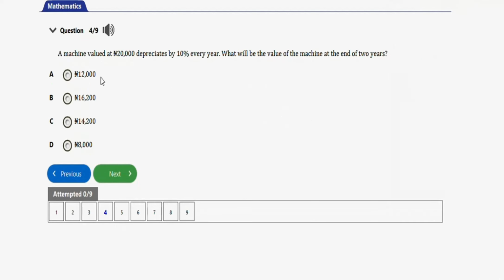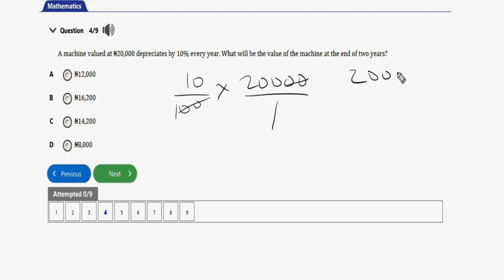It says a machine valued at 20,000 naira depreciated by 10% every year. What will be the value of the machine at the end of 2 years? So this is simple arithmetic, guys. Let's begin in the first year. 10% of 20,000 will give you 2,000. So let's check it. That's 10 over 100 times 20,000 over 1. So 200 times 10 will give you 2,000.